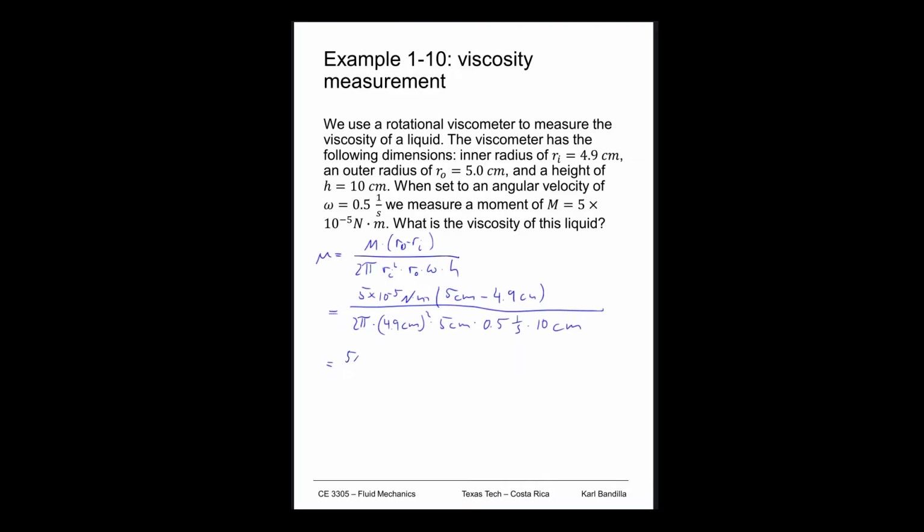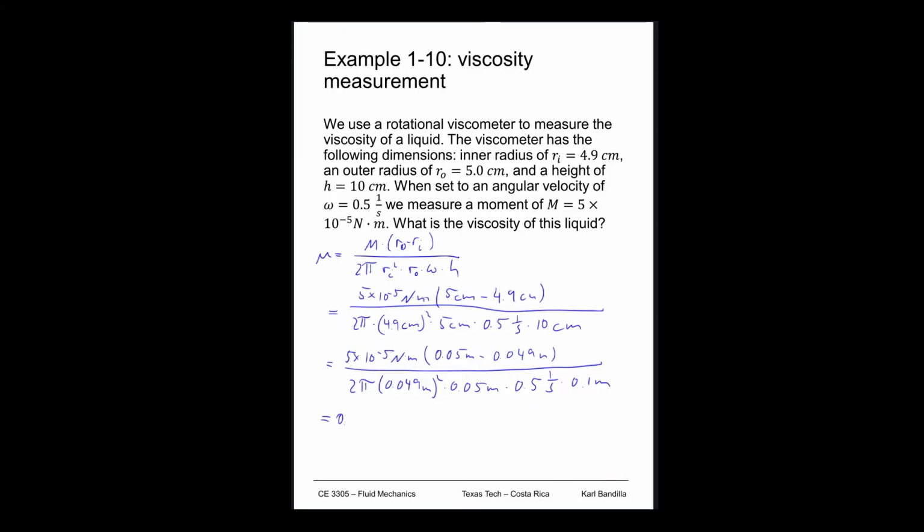So we have 5 times 10 to the minus 5 Newton times meters, and that is 0.05 meters minus 0.049 meters divided by 2 pi times 0.049 meters, that's squared, times 0.05 meters, times 0.5 1 over seconds, times 0.1 meters. Excellent. Now we can stick that into a calculator.